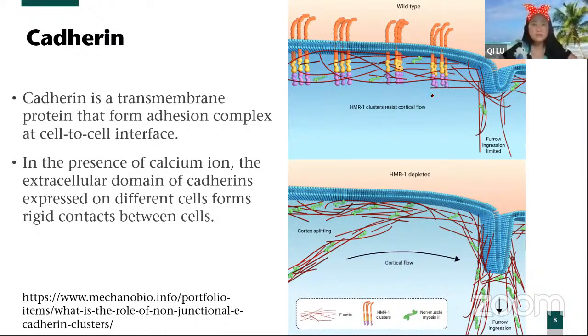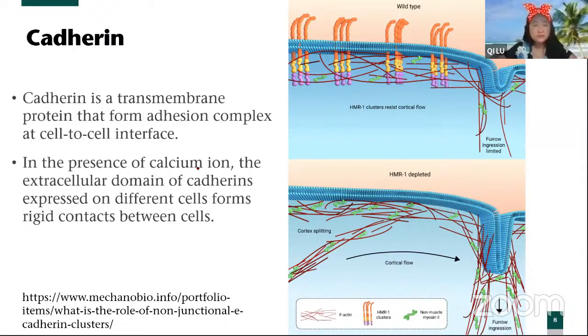So this cadherin is a transmembrane protein that forms an adhesive complex at the cell-cell interface. Within the cell, the cadherin is linked to the actin myosin complex, and it forms the tension of the intracellular parts of the cell membrane. Without the cadherin, the whole cell's morphology will be disrupted.